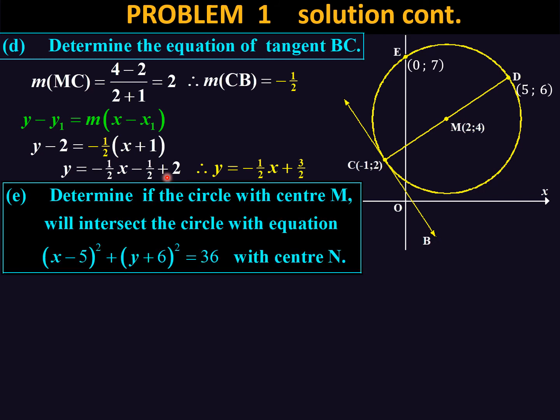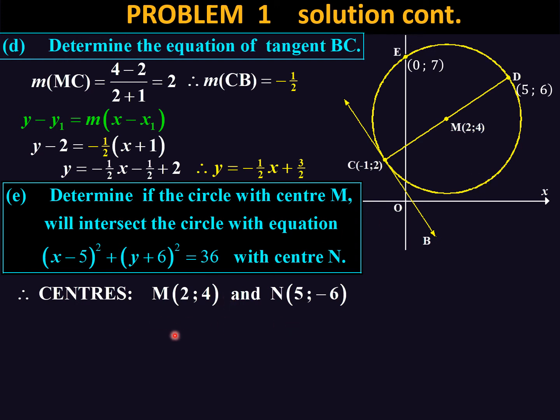Now let's look at the last question. Determine if the circle with center M will intersect another circle. So this circle that we worked out in the previous question, whether it will intersect with the circle with this equation. Now this equation here, it's a new circle. Its center is, that's correct, 5 and negative 6. Right? So this one is 5 and negative 6, and the previous, there's the center, 2 and 4. We don't even have to calculate, it's already given, 2 and 4.